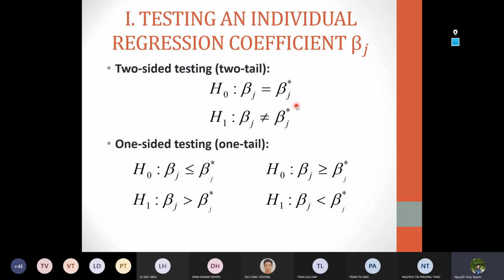All right, we have to tell the difference between two-sided testing and one-sided testing, because the critical value that we use to construct the confidence interval or do the test of significance will be different for a two-sided test and a one-sided test. So how can we know whether the test we are doing is a one-sided test or a two-sided test?